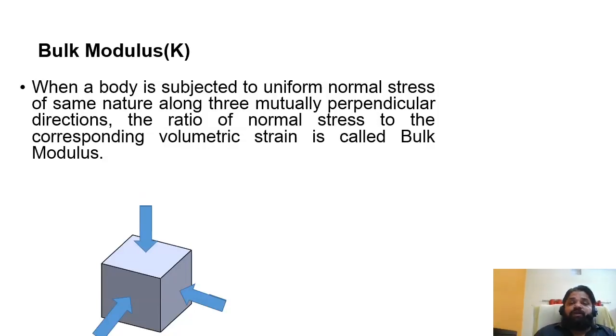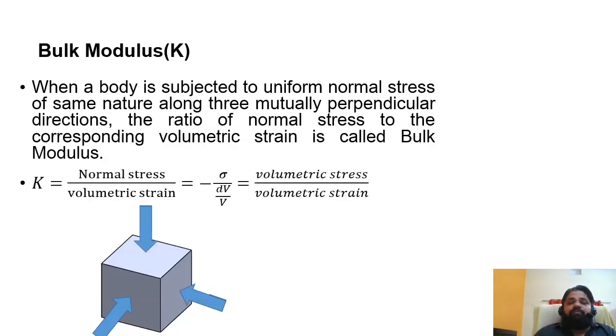But this relation is only possible when all the loads applied on the body are mutually perpendicular, as well as in a similar fashion, either all tensile or all compressive. And based on that, it has been written as the normal stress by volumetric strain. Because the normal stress creates the volume change, it is also termed as volumetric stress. So the ratio between volumetric stress and volumetric strain will give you the bulk modulus.